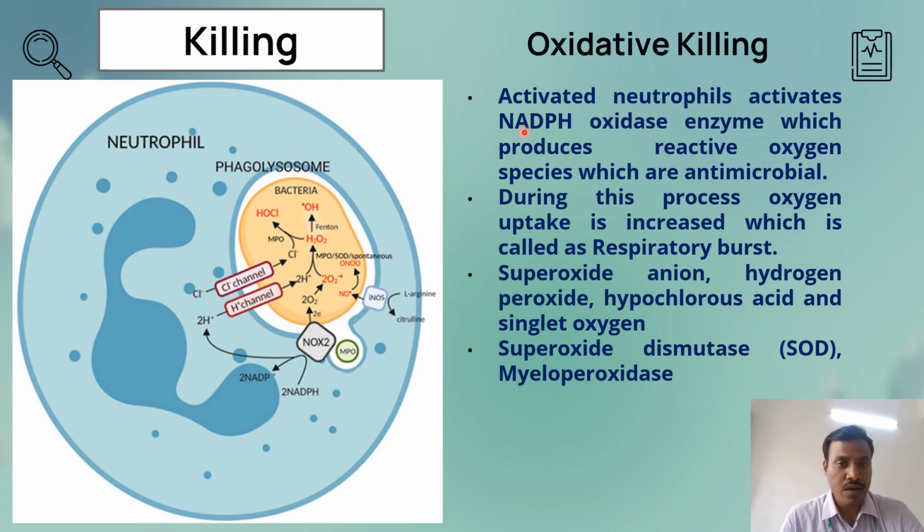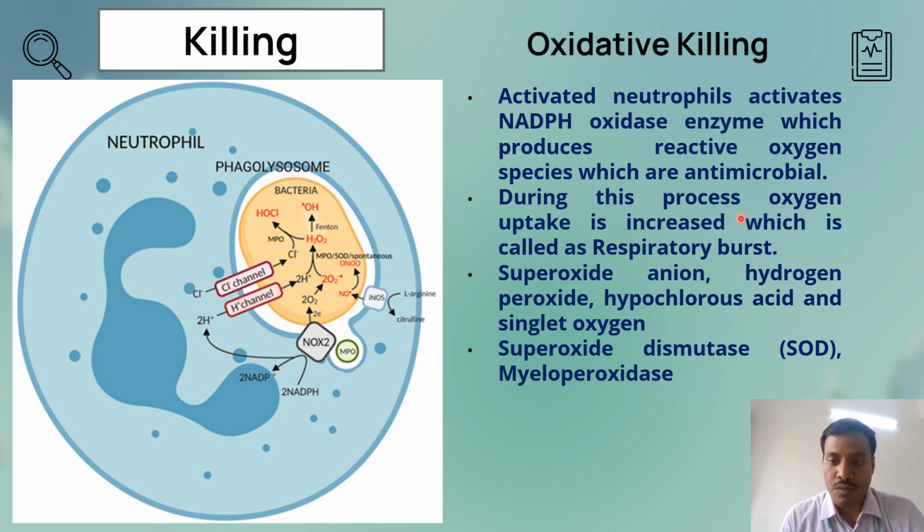Again, when the neutrophil and phagocyte get activated, it also activates an enzyme called NADPH oxidase. That enzyme produces reactive oxygen species which are antimicrobial in nature. So during this process, what happens? The oxygen uptake also increases. During the process of oxidative killing, or when the phagocyte is getting activated, the oxygen intake by the phagocyte is also increased. So that is called the respiratory burst.